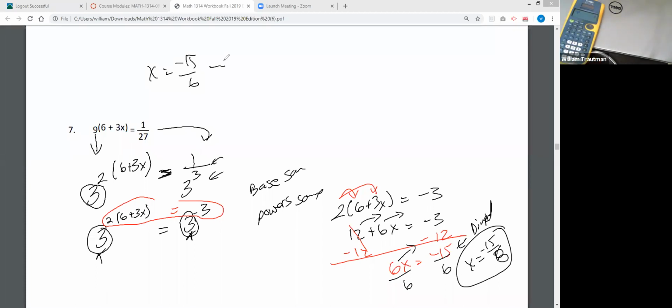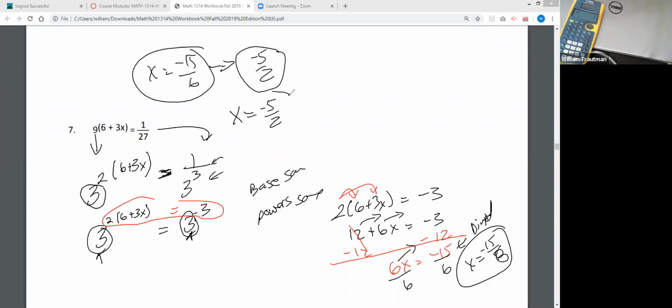So you want to reduce fractions all the way, negative 5 over 2, because on a multiple choice test, 15 over 6 would not be on the test. It would be negative 5 over 2, and you have to be able to convert it correctly. So in this case, the answer is x equals negative 5 over 2.